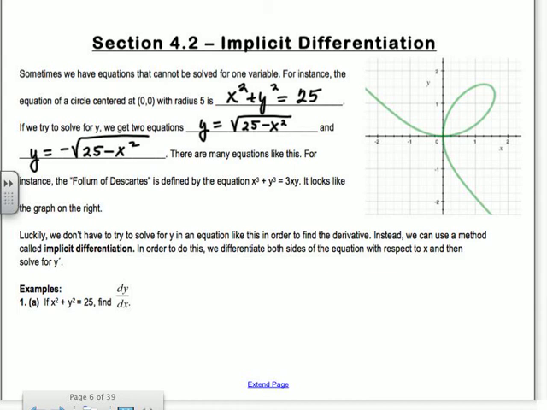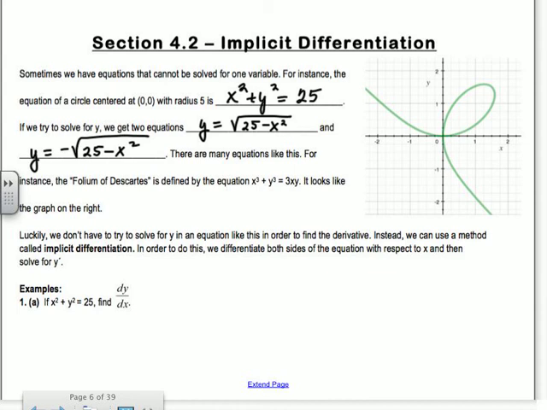Okay, so there's lots of equations like this, where you could get two pieces. The next one is the folium of Descartes, and it's defined by the equation x cubed plus y cubed equals 3xy. That one you can't really solve for y. I'm sure you can, I don't know how to do it, so we don't really know what to do. It looks like this graph on the right. Little loop-de-loo.